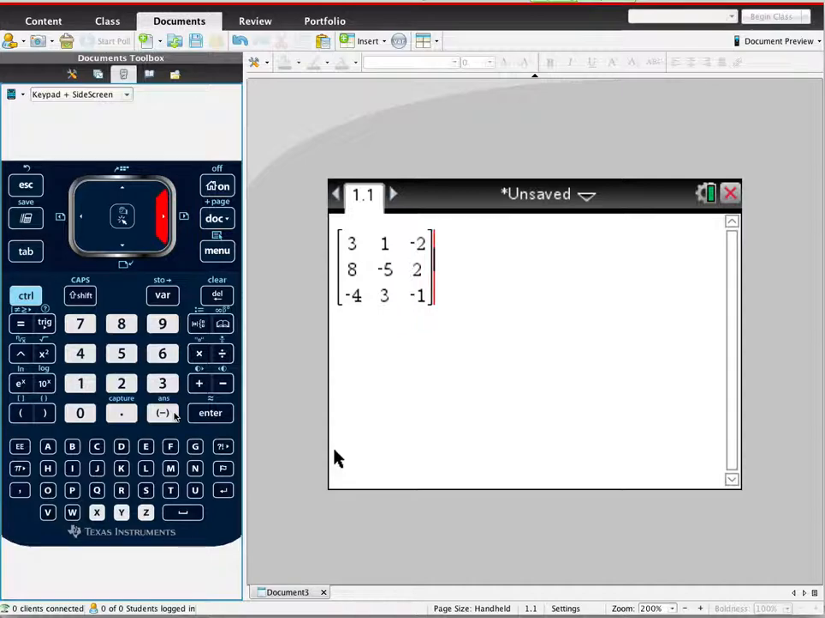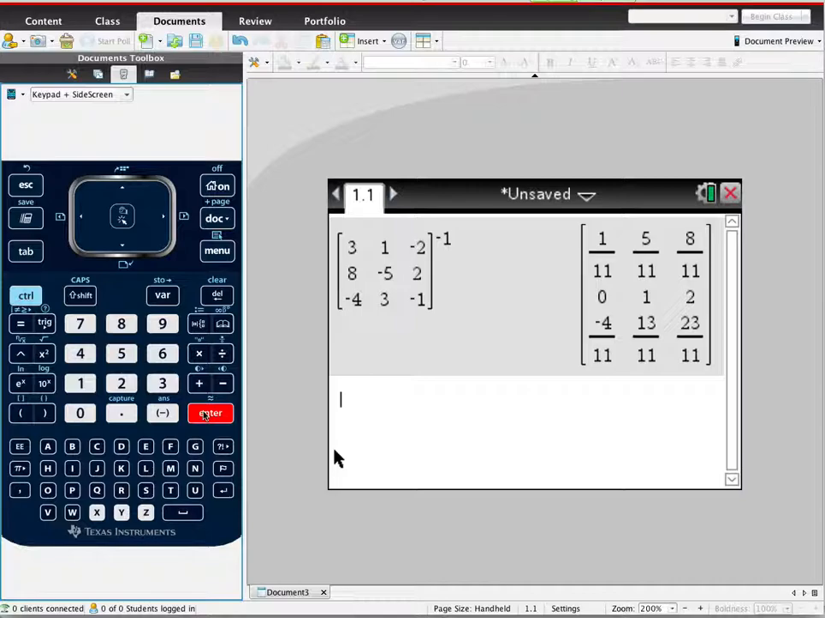Once you get it filled out, move to the right. Any ideas on what we're going to do to turn this into an inverse? Raise it to the -1 power. Good. So I hit the caret over here on the left. That gives me my exponent, and all I've got to do is put -1 in there. Press enter. There's my inverse matrix.